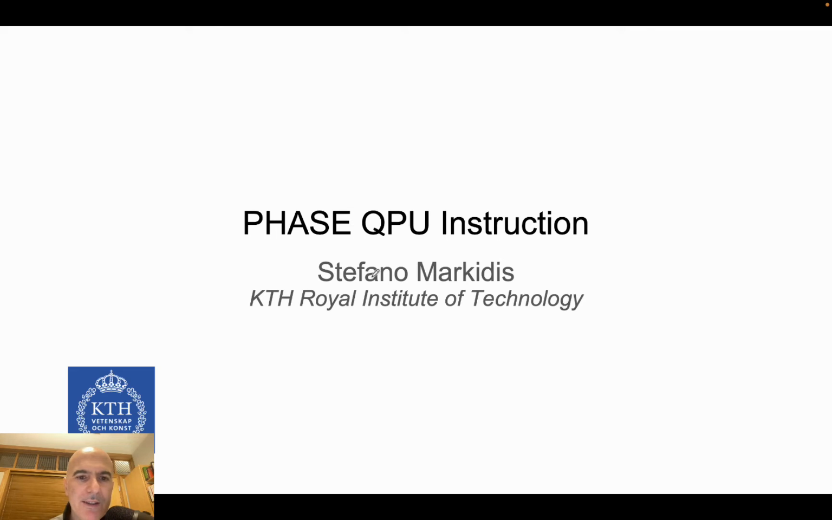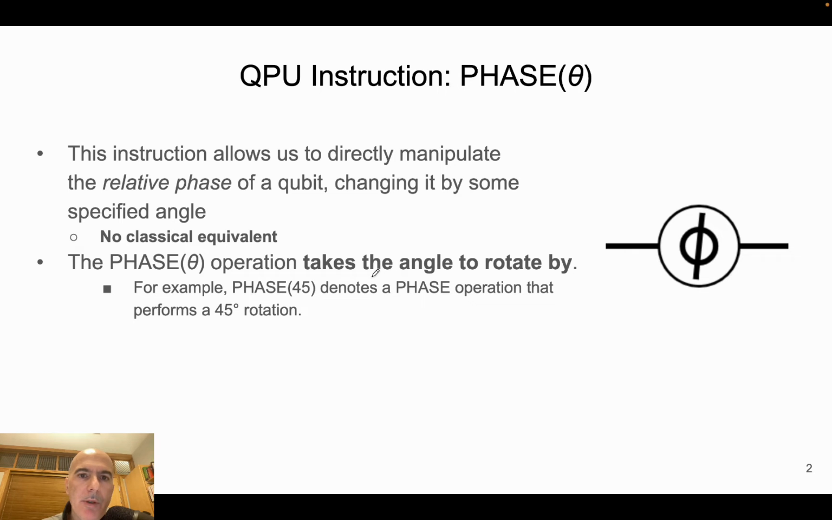Hi, welcome back. In this lecture, I want to talk about the phase QPU instruction. The QPU instruction phase allows us to directly manipulate the relative phase of a qubit, change it to some specified angle. Like the Hadamard gate, the phase quantum gate does not have any classical equivalent. In the classical bit, we do not have a phase to change.